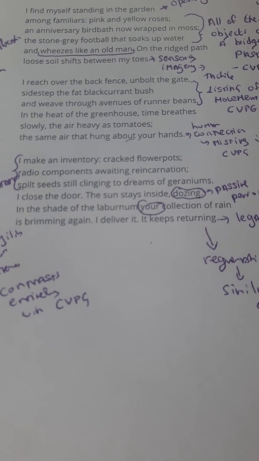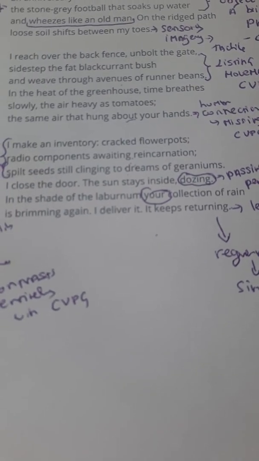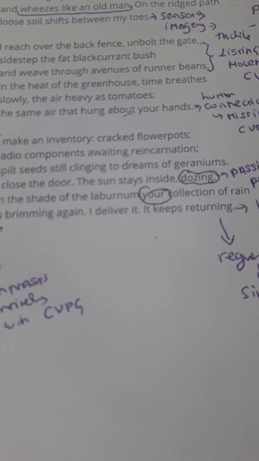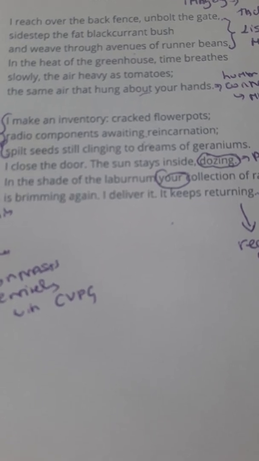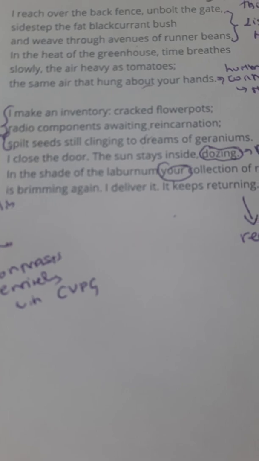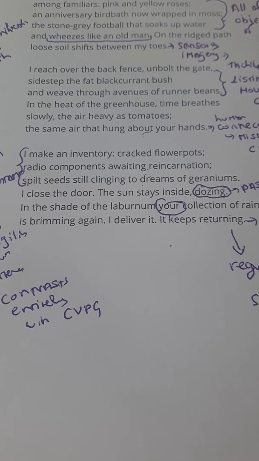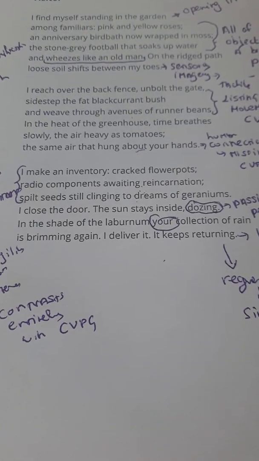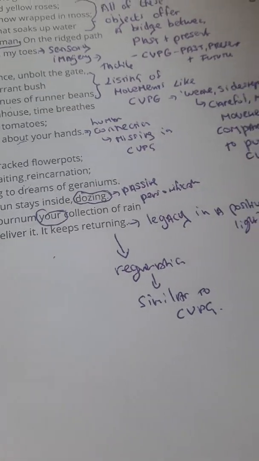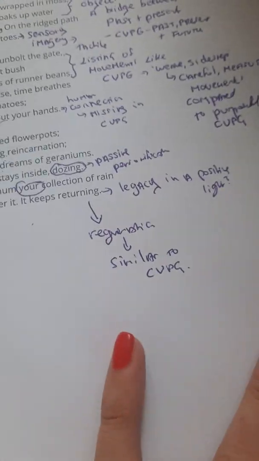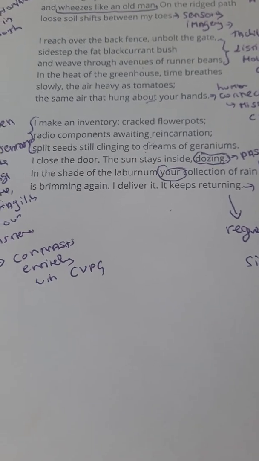"So I reach over the back gate, unbolt the gate, sidestep the fat blackcurrant bush." This listing of movements is very similar to Chainsaw versus Pampas Grass. Do you remember in the second stanza, I think, where he talks about how he trailed, plugged, walked again, coupled, saw, clipped them together, dropped the safety catch. Look at the verb choice of Armitage compared to the poet here: reach, unbolt, sidestep, weave. All of these movements are more careful, more measured, and there's a sense of reverence for the garden and for all the things in the garden.